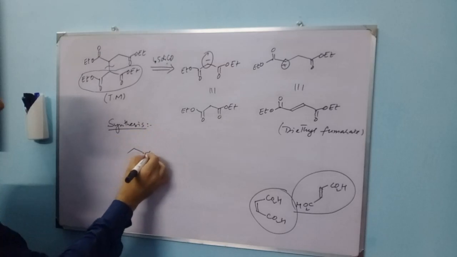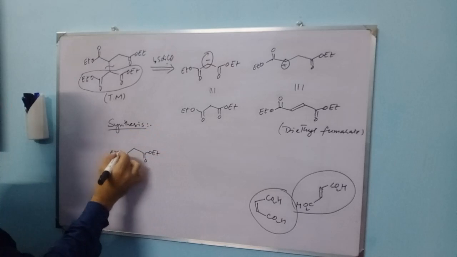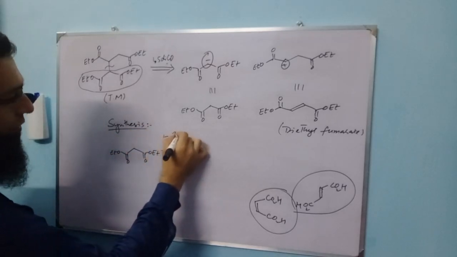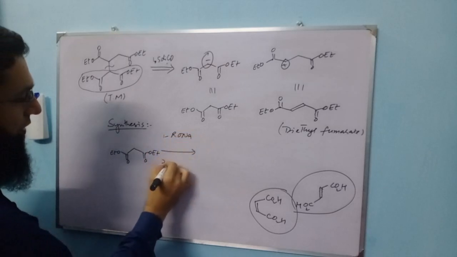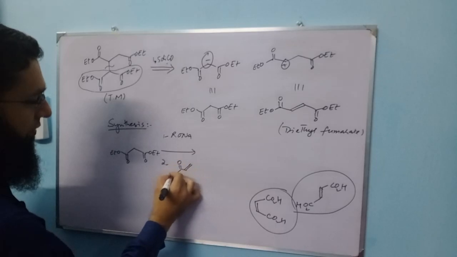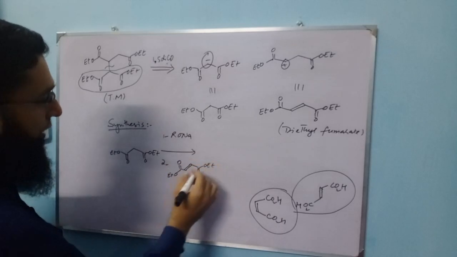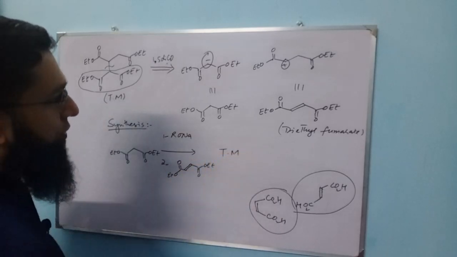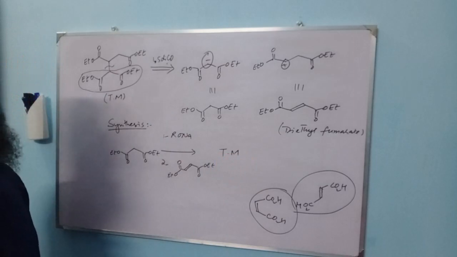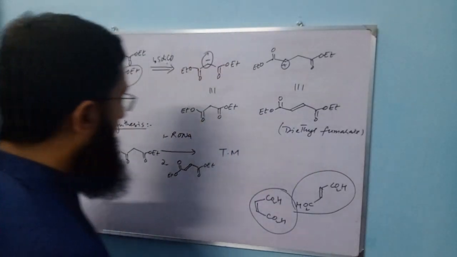Now the synthesis: diethyl malonate will be treated with a suitable base to get the enolate, for example this one, and then we can add the electrophile diethyl fumarate, and as a result of conjugate addition we would get the desired molecule. Now we see another example.